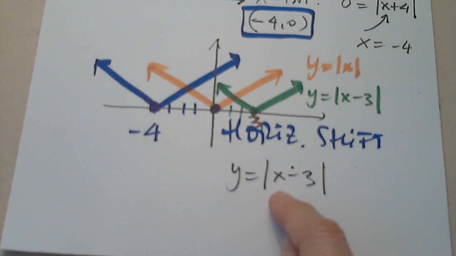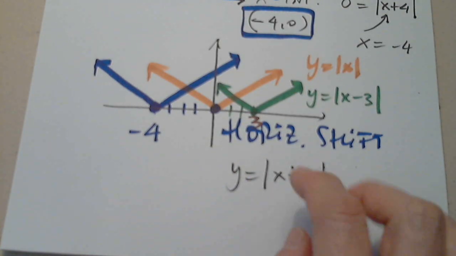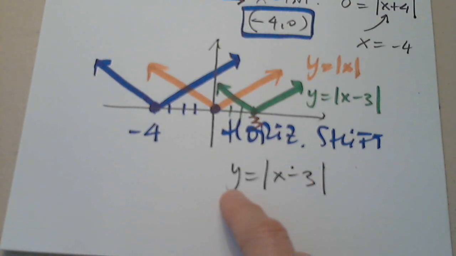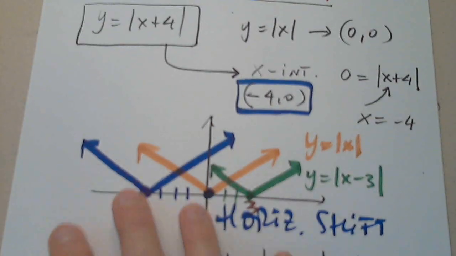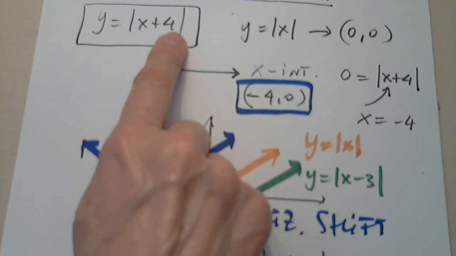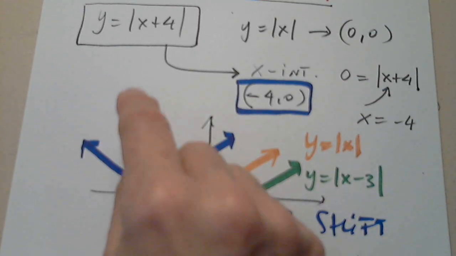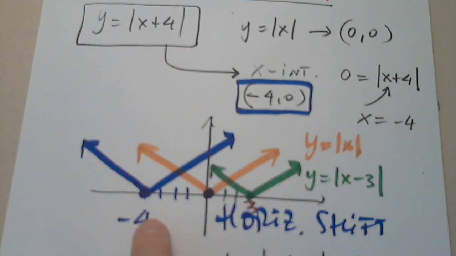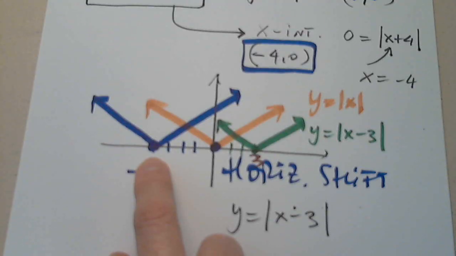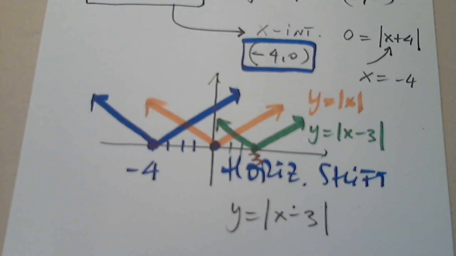If I put -3, -3 minus 3 is -6, the absolute value is 6, is not 0. Same thing here. If I put 4 plus 4, I will get 8. It's not the x-intercept. But -4 plus 4 is 0, which is the x-intercept. But you can remember it like that if you like.